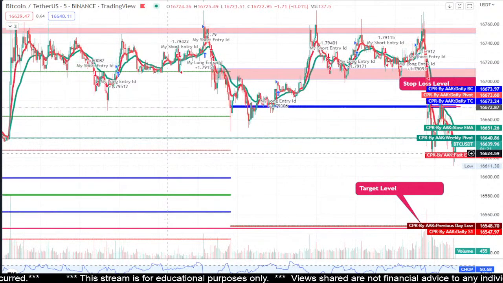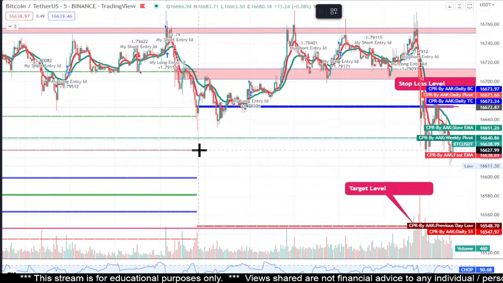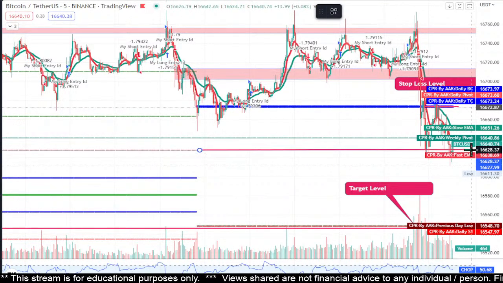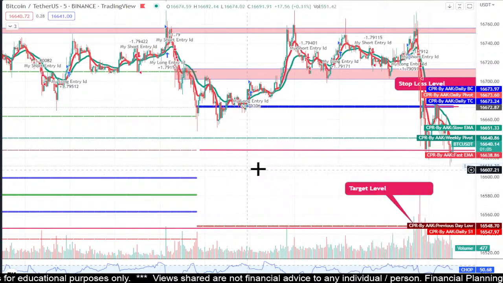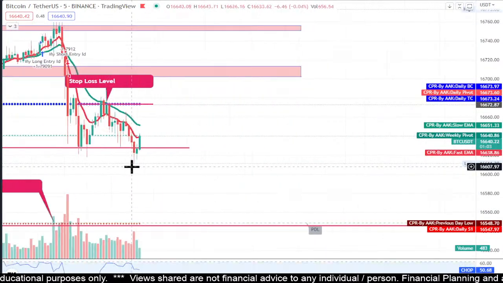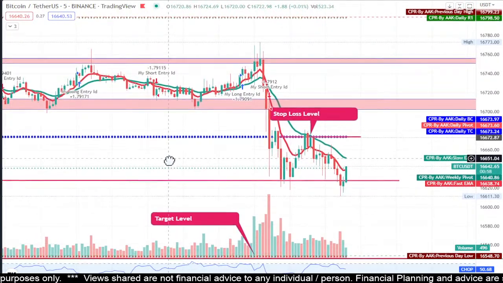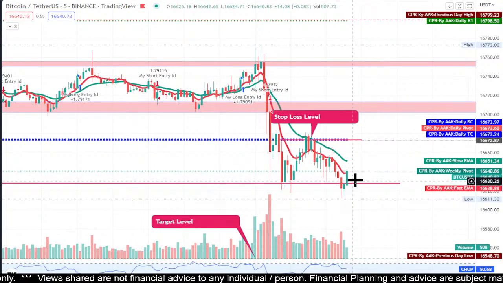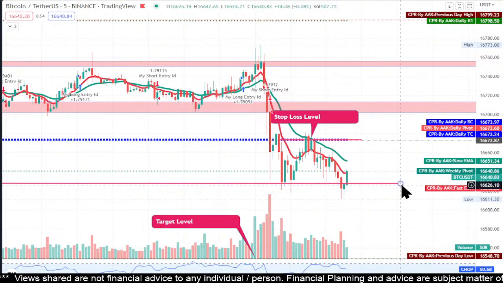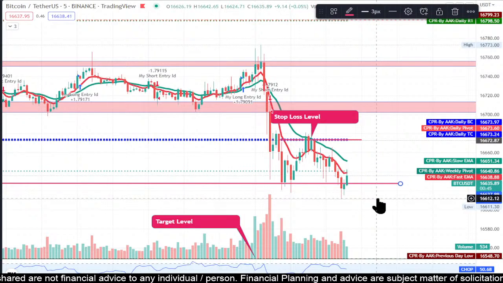This is the pivot. That is a pivot from the previous day, which is acting as a support. If we look, every time we come here, we have a little retracement. Every time we come here, we have a little retracement. So right now that pivot is acting as a support for the price.